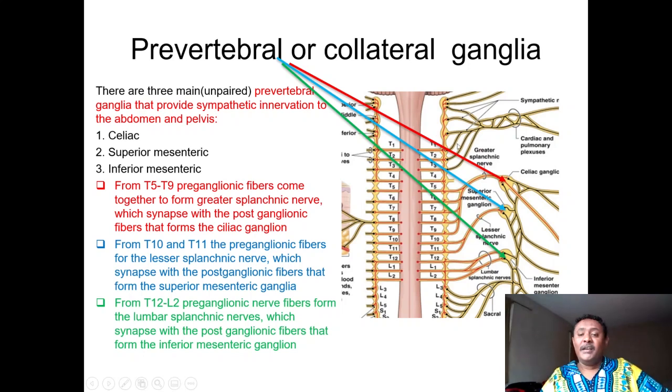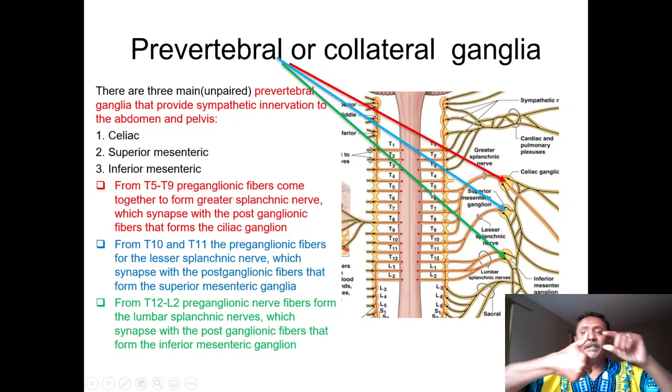Now, in general, those three, they are going to provide sympathetic innervation to where? To abdomen and pelvis. All the abdomen structures and organs and pelvis structures and organs, they're going to receive their sympathetic innervation from the celiac ganglia, superior mesenteric ganglia, and inferior mesenteric ganglia. Now, let's go into a few details. What about the preganglionic? What about the postganglionic?